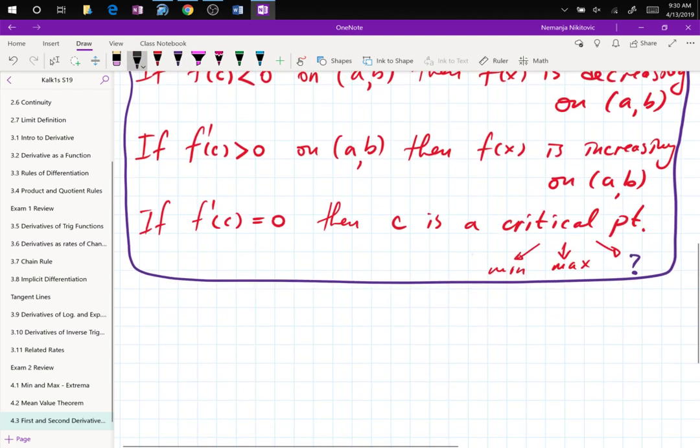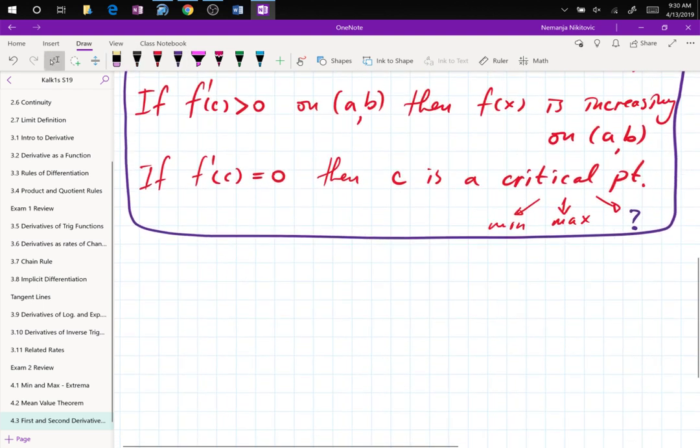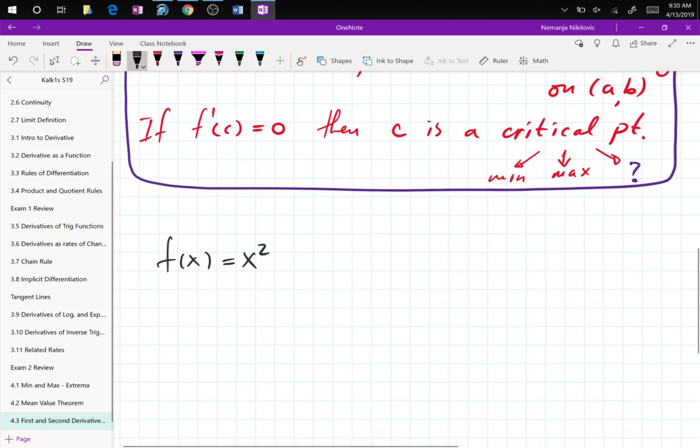So first, the function that we are going to try this on is the good old x squared. You know everything about x squared, so we're just going to verify. You already know the interval on which the function is decreasing and the interval on which it is increasing, but we're still going to do the calculation.